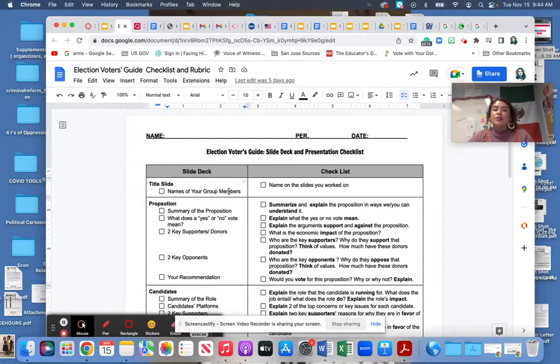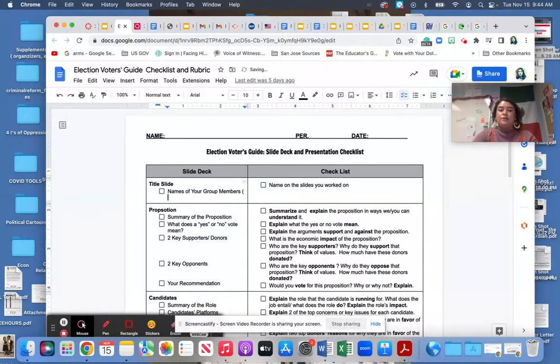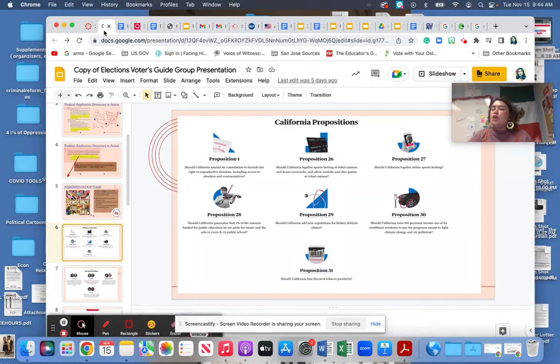Number of your group members, there can only be 2 at the most. We're not going to have 3 and we're not going to have 4, just 2 people. And whatever slide you worked on, you are going to put your name at the bottom of that slide. You are also more than welcome to work alone.